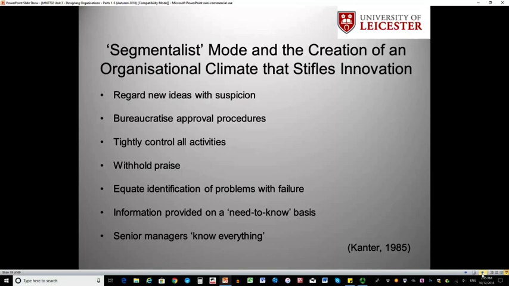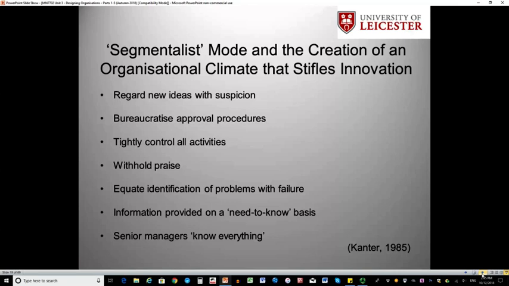Within this kind of approach to organising, the organisational climate within the segmentalist mode tends to be one that sees failure as a problem. And I've already spoken in the previous lecture about failure. You could view failure as a very positive thing if it's used in the right way, because we often learn more from failure. But if people are seen as a problem because they fail, rather than seeing failure as part of a very active process of trial and error, if people are blamed for failure, and they are disciplined for failure, then that's going to stop people being creative.